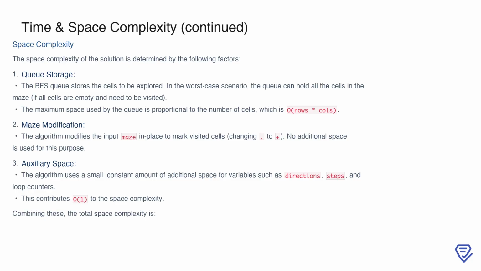In the worst case, this queue may hold all cells in the maze simultaneously, leading to a maximum space requirement of O(rows * cols). Additionally, the solution modifies the maze in place to mark visited cells, which means no extra space is allocated for tracking visited nodes. Beyond this, the algorithm uses a small, constant amount of auxiliary space for variables such as directions and counters, contributing O(1) to the space complexity. When we combine all these factors, the overall space complexity of the solution is O(rows * cols).